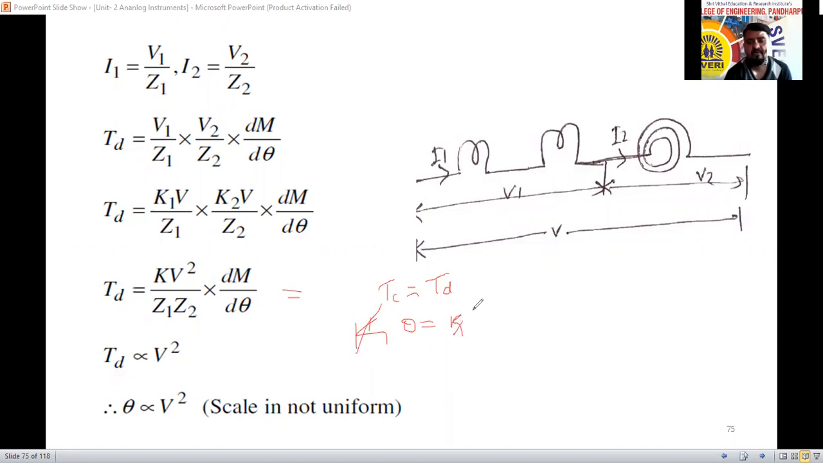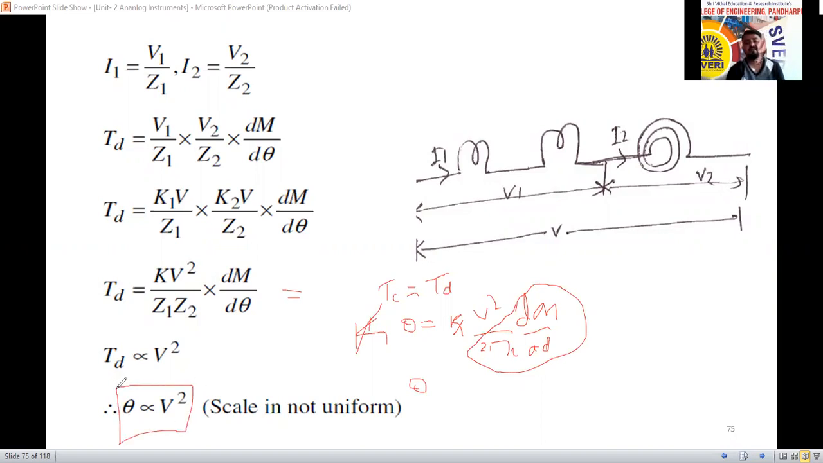K gets cancelled. V square by Z1 Z2, and dM by d theta we can consider as constant here now. So this complete term we can consider as constant. So we can write here theta is directly proportional to V square. We are discussing here the voltmeter connection, so the angle of deflection is again proportional to the square of the voltage.